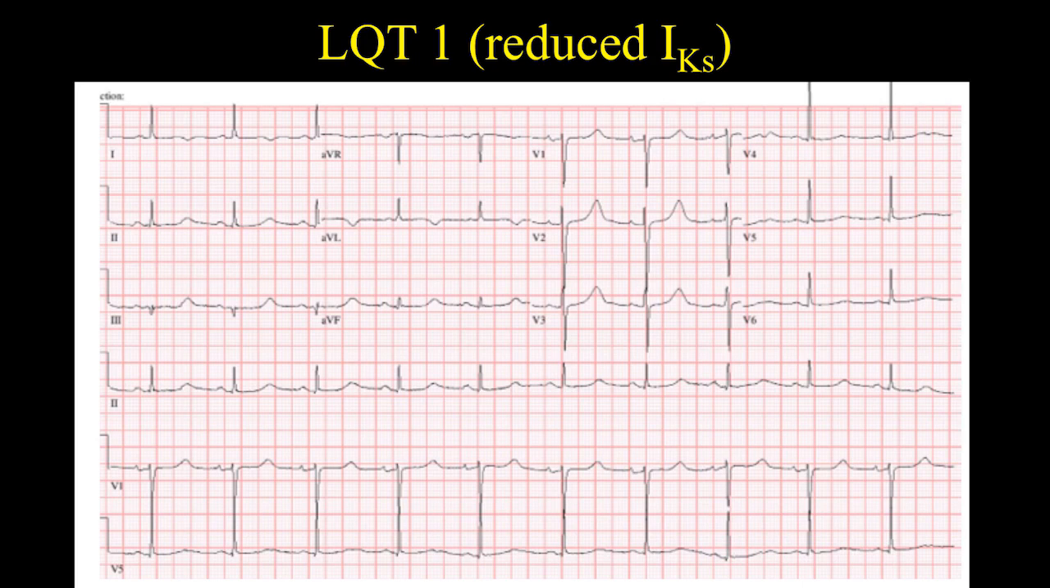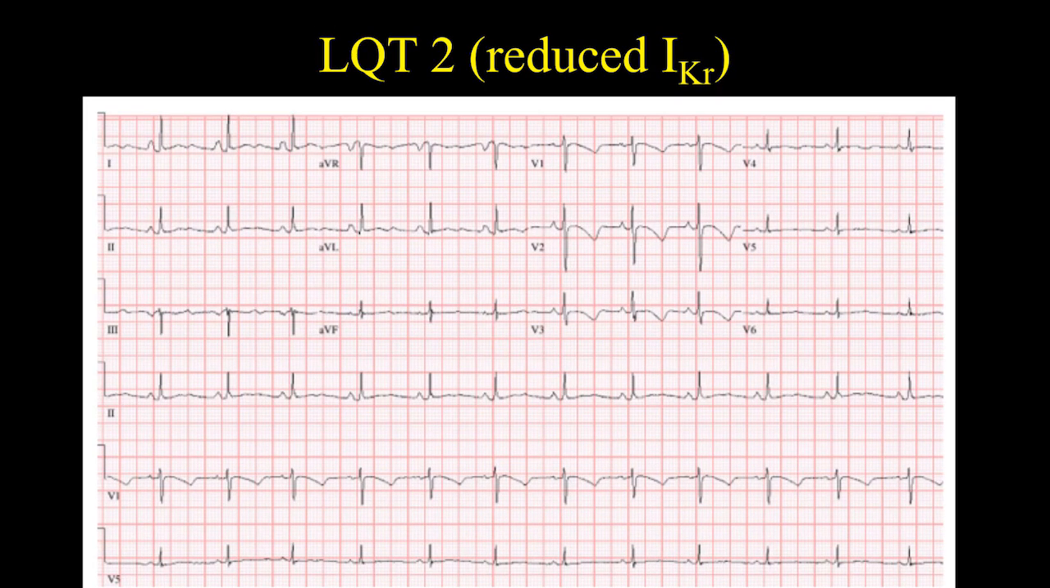Now, this is a typical EKG from a patient with long QT1. Long QT1 is about a third of the patients that we'll see with long QT. What you can see is there's a very long QT, but it's just a broad-based T wave. There's nothing funny about these T waves. They're just very broad-based. So this is long QT1. This is due to a genetic defect in the gene that codes for the delayed rectifier current IKs, the slow component.